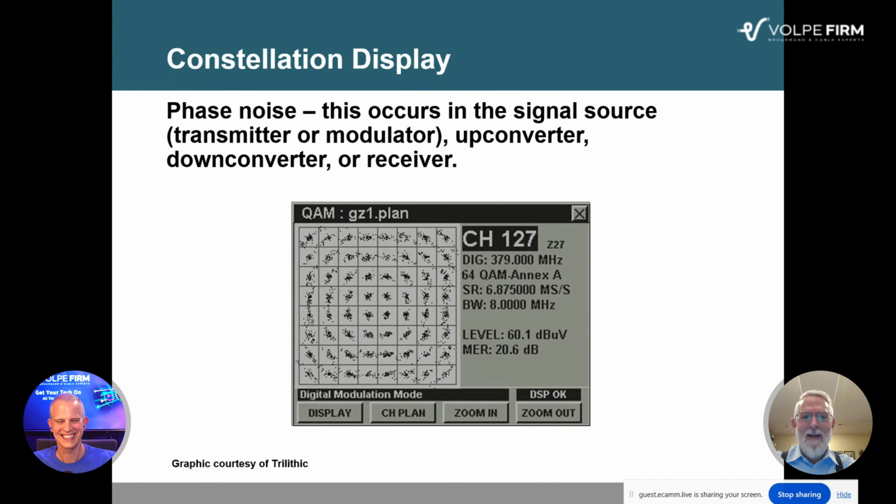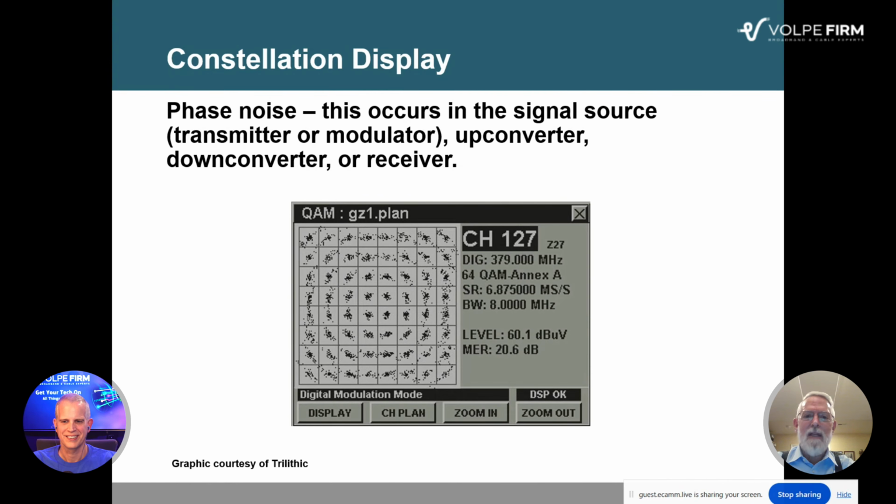Anyway, all right. Phase noise. This is a problem in the signal source, like the transmitter or the QAM modulator. If there's an up converter or down converter stage in the signal path, phase noise can occur there. And it can also occur in the receiver. Phase noise does not occur in the coax plant. This is not something that's caused by an amplifier that's misaligned or excess noise in the plant or ingress or anything else.